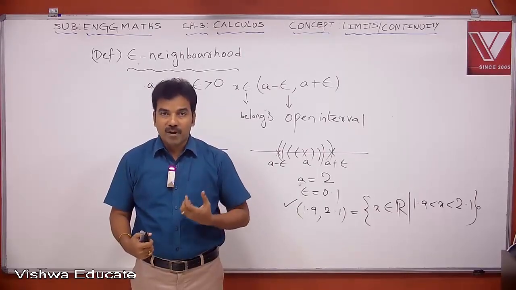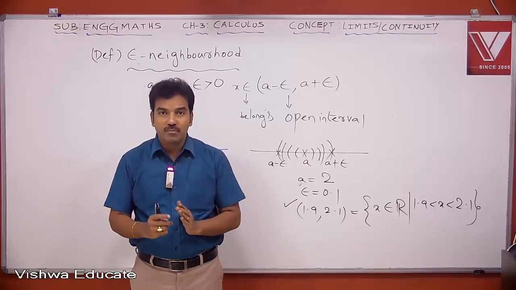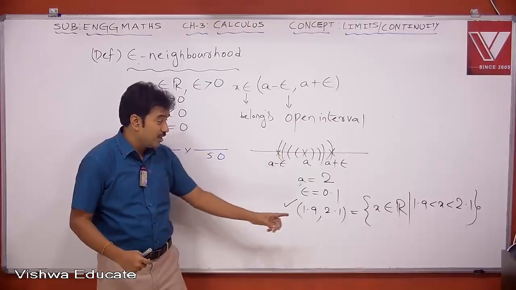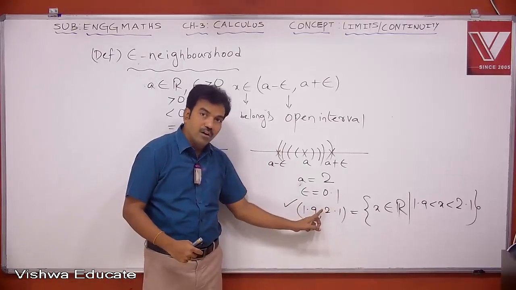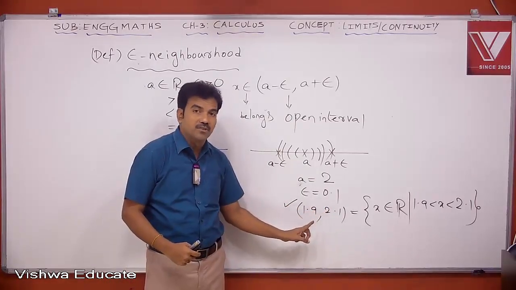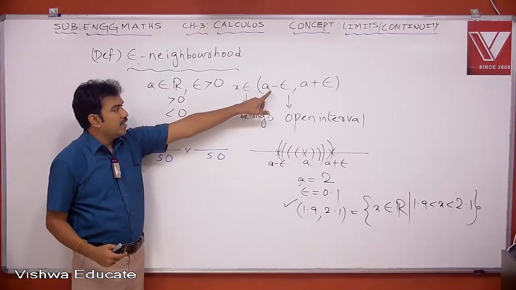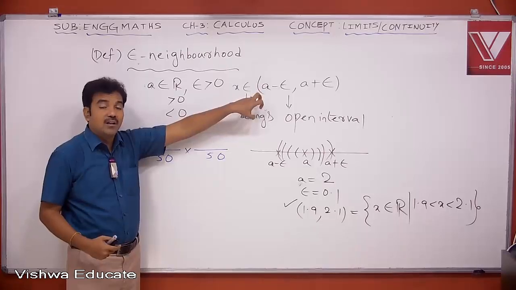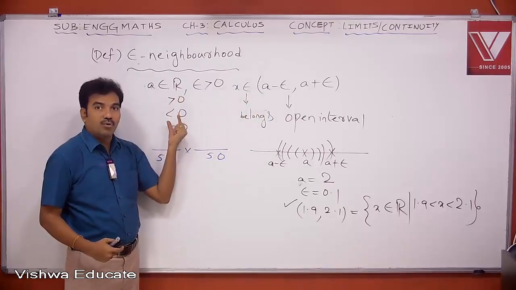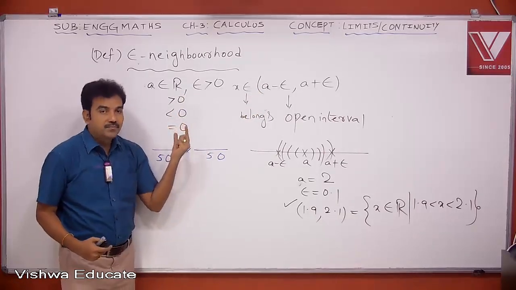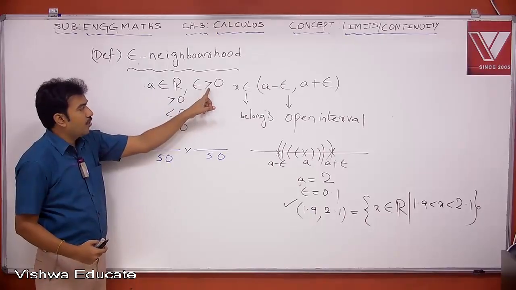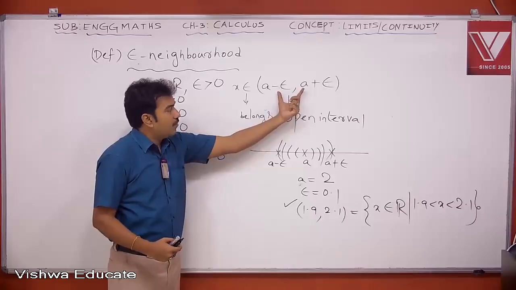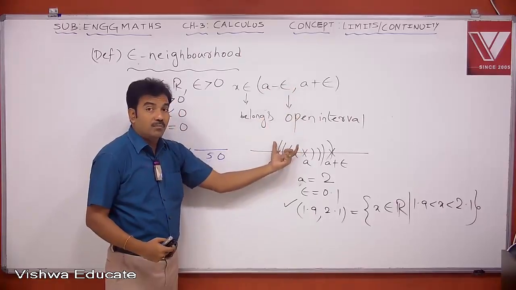In case of a real-time practical example, finitely many numbers will be there. But in case of the real number system, we have infinitely many real numbers. Above 1.9, below 2.1, we have infinitely many real numbers. Therefore, any neighborhood of A is a set having infinitely many elements. That's why this is called epsilon neighborhood of A. Suppose A is a real number, epsilon is a number greater than 0. Then the open interval (A minus epsilon, A plus epsilon) is called epsilon neighborhood of A.